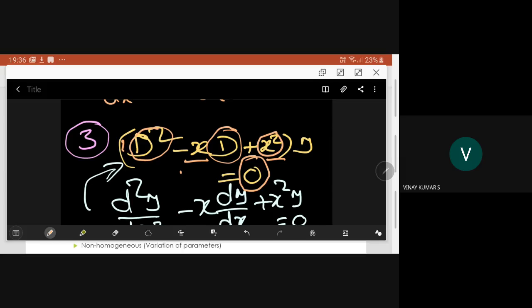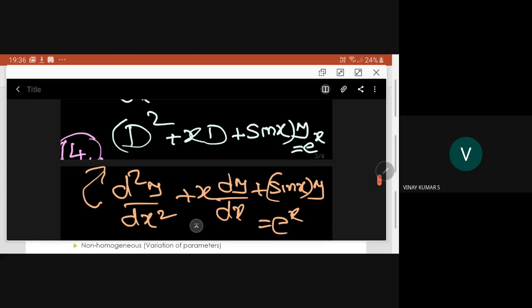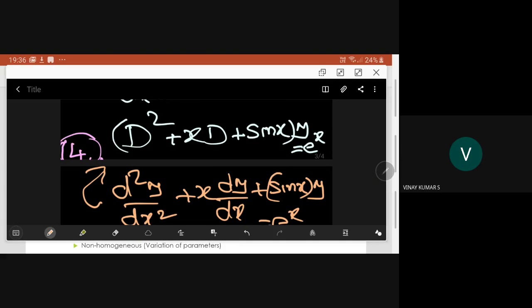So this example is a linear homogeneous second order ordinary differential equation with variable coefficients. Then if you look at the last example, here the coefficient of D square is okay, it is one constant.